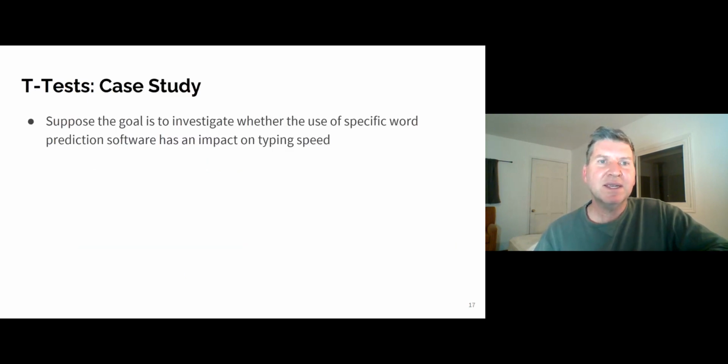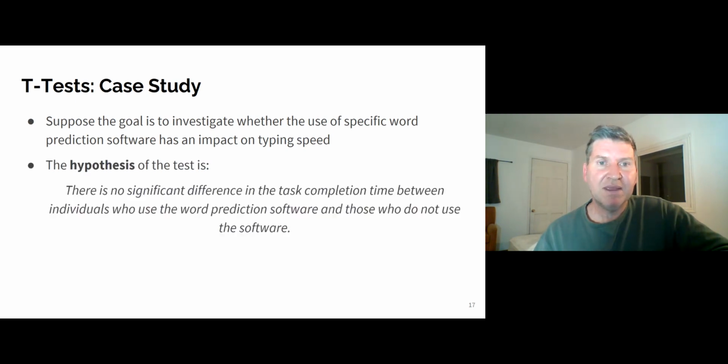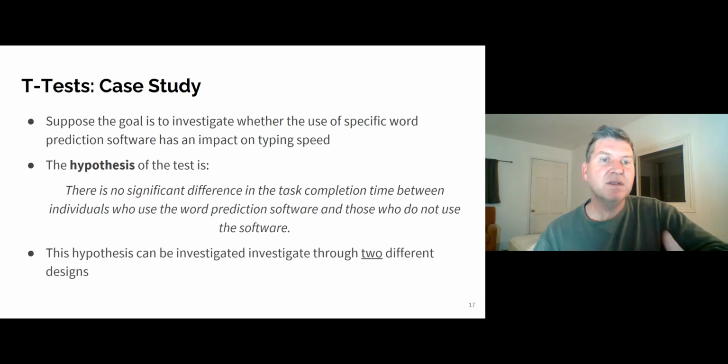Let's look at a case study. Suppose we want to investigate whether the use of a specific word prediction software has an impact on typing speed. So our null hypothesis would be there's no significant difference in the task completion time between individuals who use the word prediction software and those who do not use that type of software. So this null hypothesis can be investigated through 2 different designs.